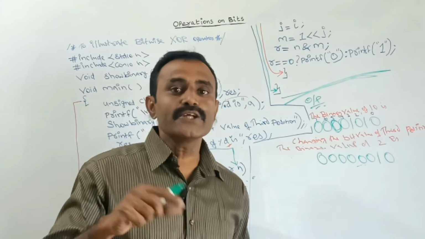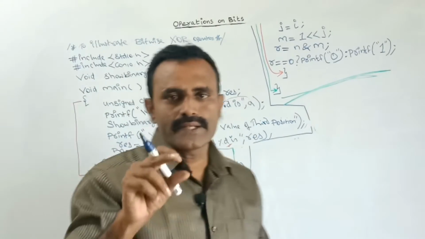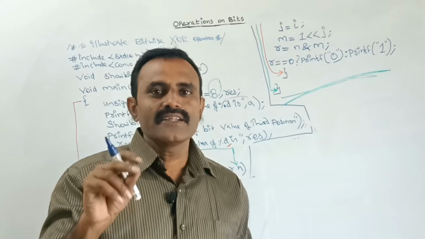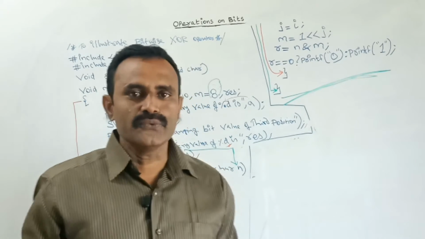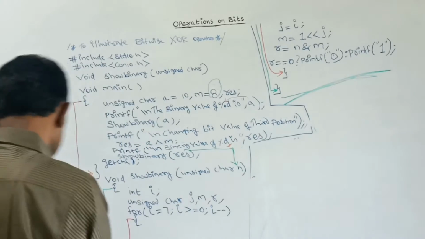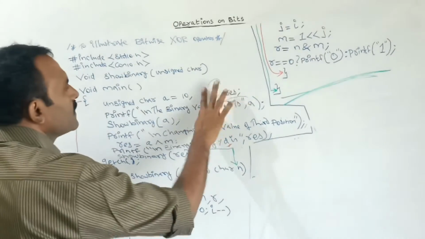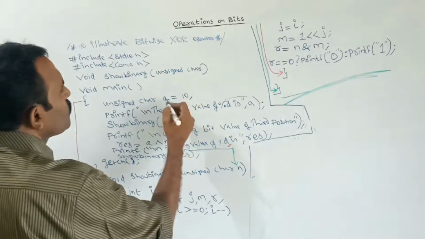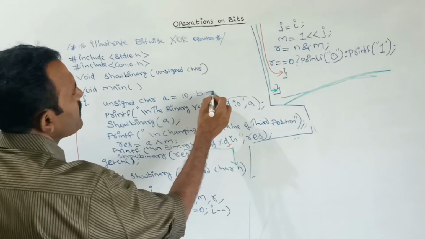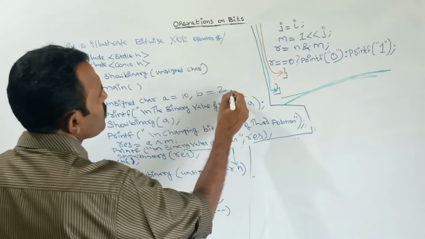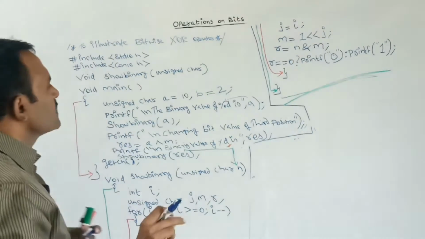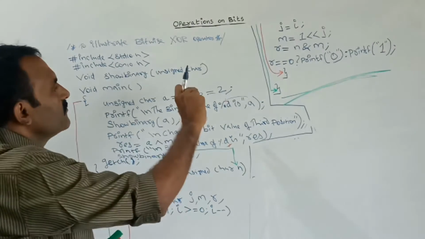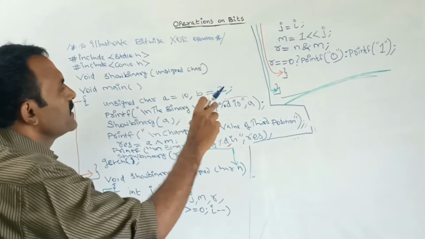Now let us see the second use of the XOR operator. If a number is XORed with another number twice, then we get the same value. For example, let us assume A is equal to 10. Here totally two values, A and B. B is equal to 2. What is the second use? If a number is XORed with another number twice, then we get the same number.